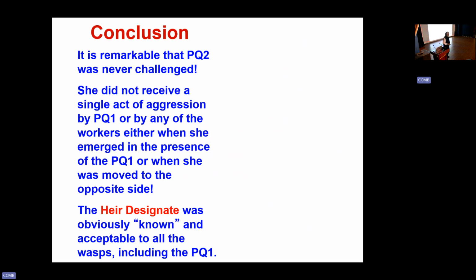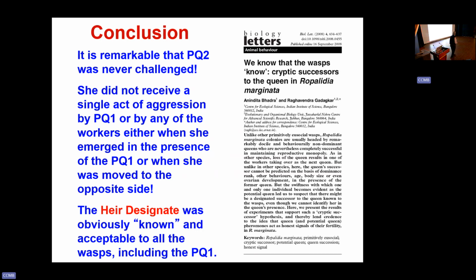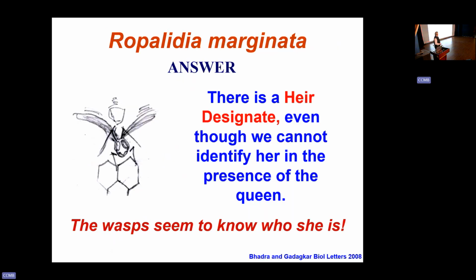This was a very interesting period for me because I used to be asked, do you know who the potential queen is? And I would say, I don't know. Now I said, I don't know, but I know that the wasps know. We know that the wasps know. Indeed, we were allowed to publish a paper with this title: We know that the wasps know because there are cryptic successors to the queen in Ropalidia marginata. So there is an heir designate, even though we cannot identify her, and the wasps seem to know.